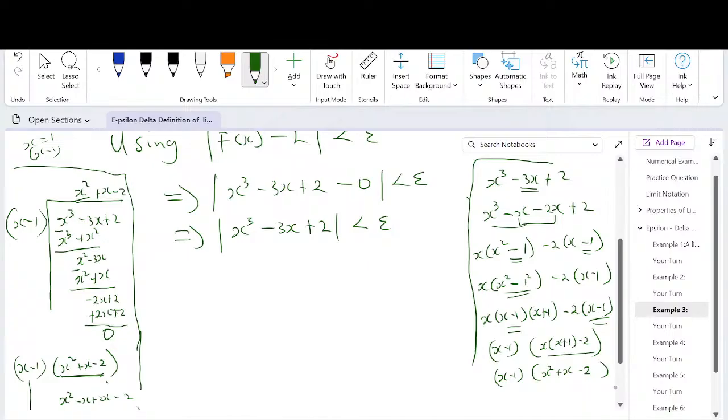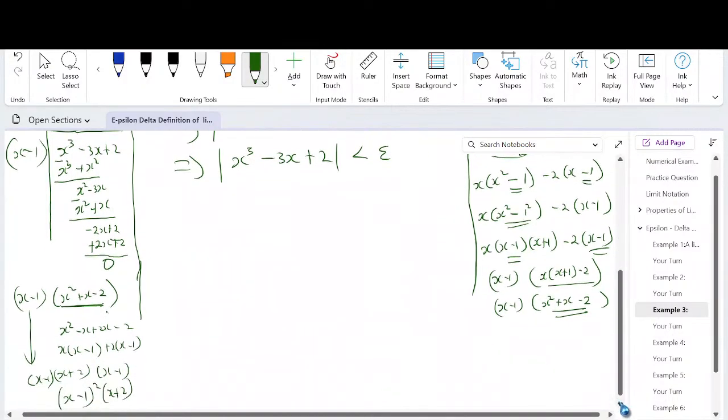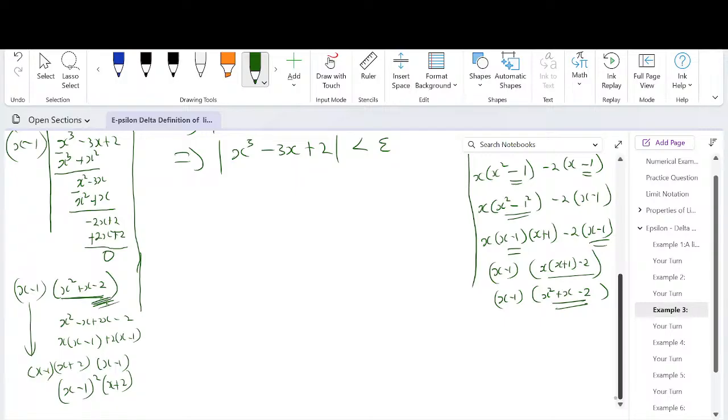So we can see that now we arrive here. This is a quadratic expression, something like x squared plus x minus 2. So something from here is the same, which means this will also give x minus 1. If we factorize this, we get x minus 1 and x plus 2. So this means we have x minus 1 squared into x plus 2.